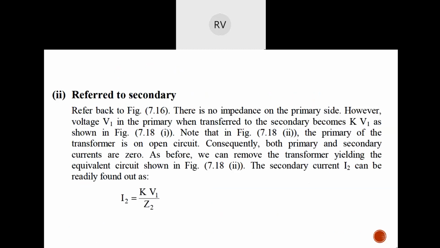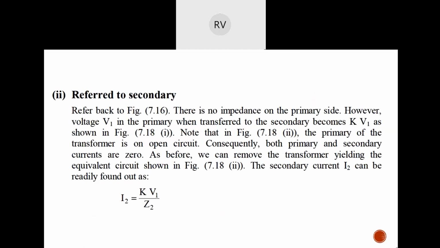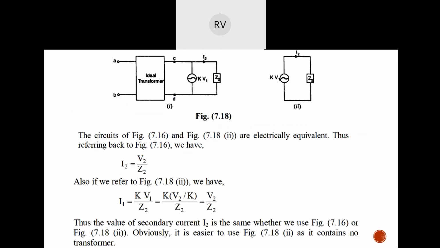Now, similarly for this, refer to the secondary. So I2 is equal to K into V1 by Z2. That is the equation you get. And even if you do the same thing here also, you will get the same equation.